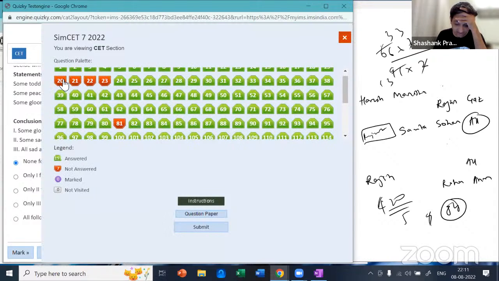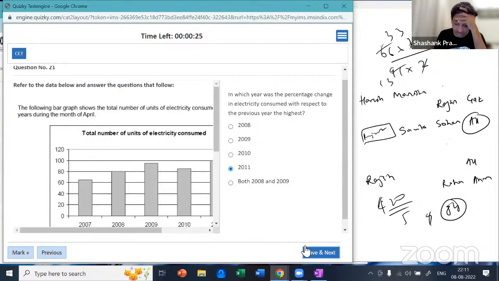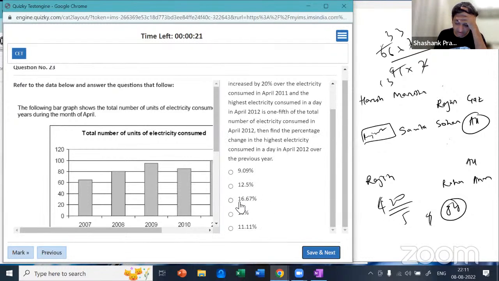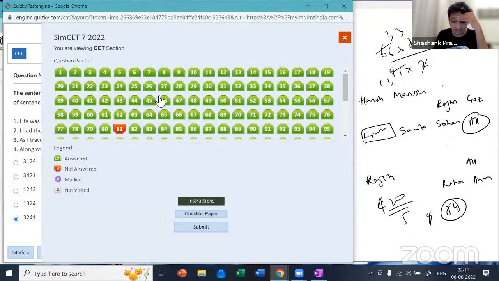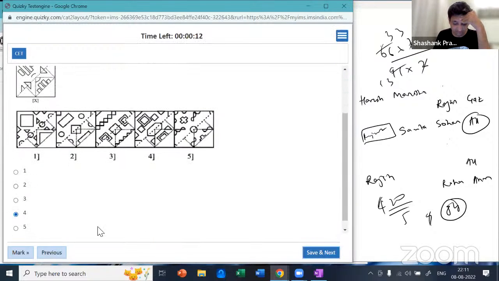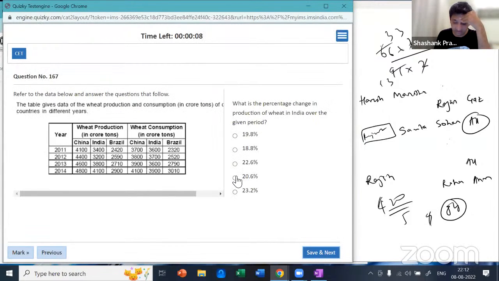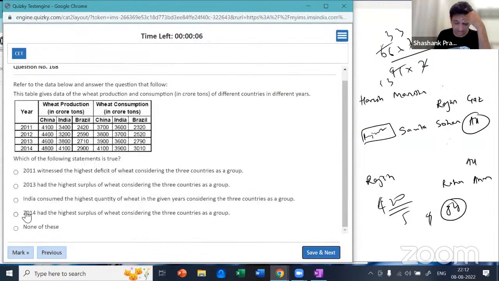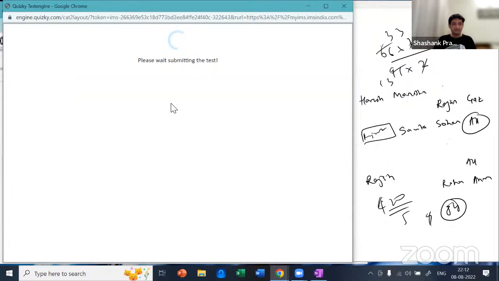Okay, 30 seconds. 20. So 29. 2011. Sorry, 75. 15. Okay. And what else is left? 181, 167, 168. Okay, 4, 167, 20.6, and this is 2040. Okay, sure. I think that was the end of it.